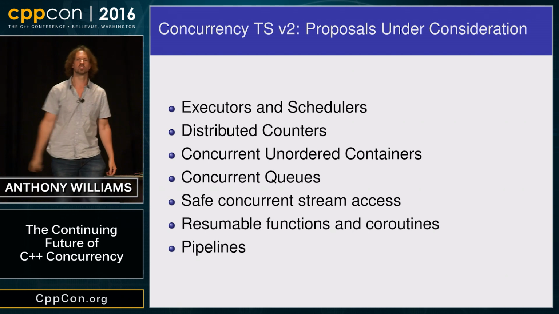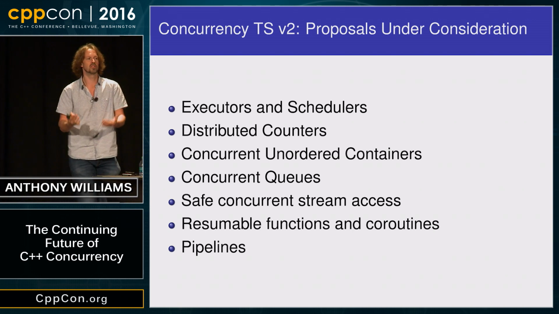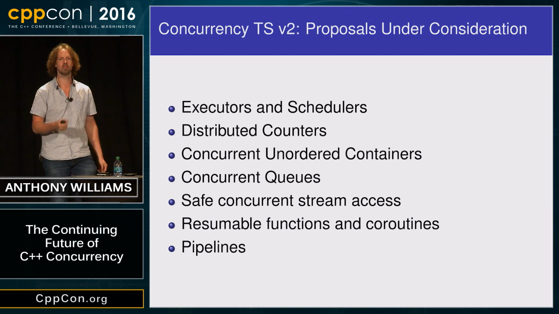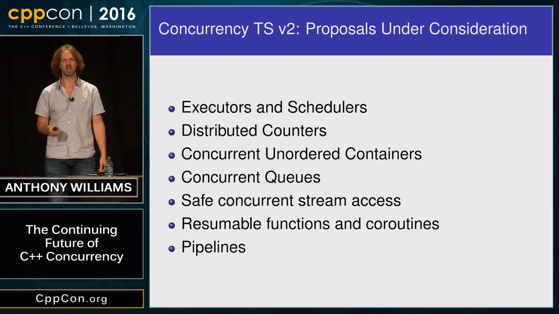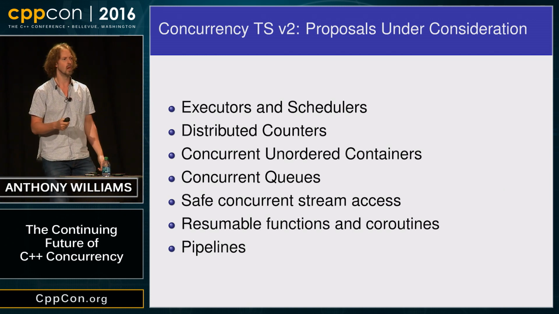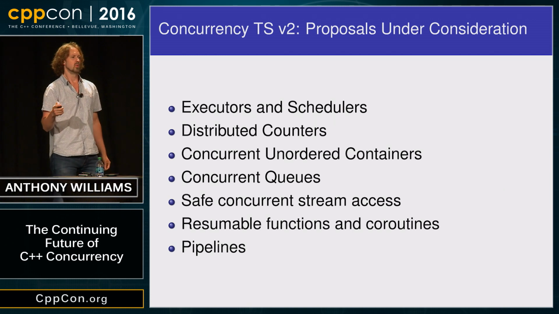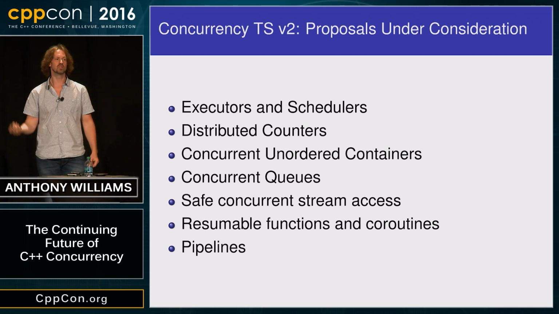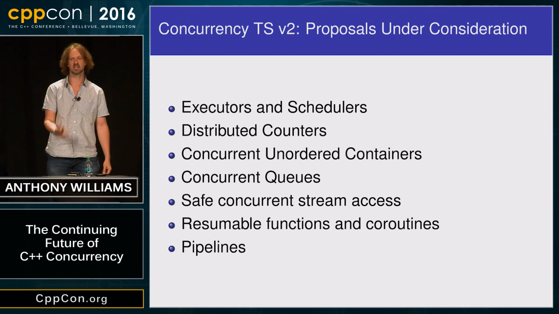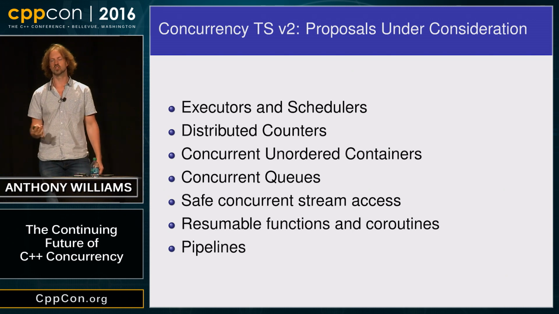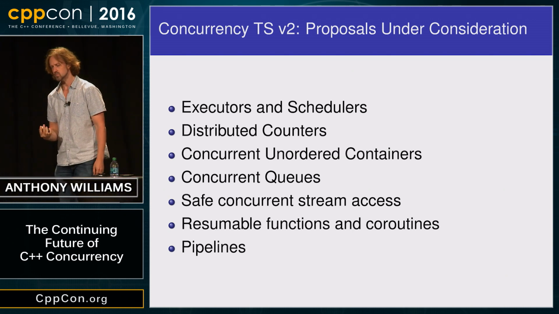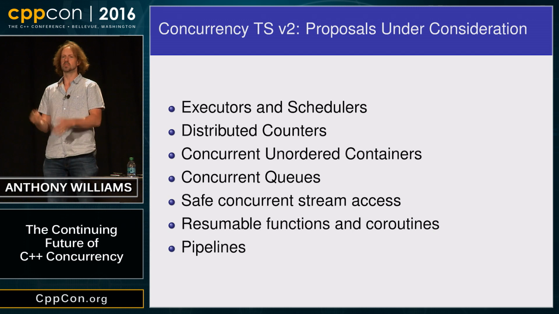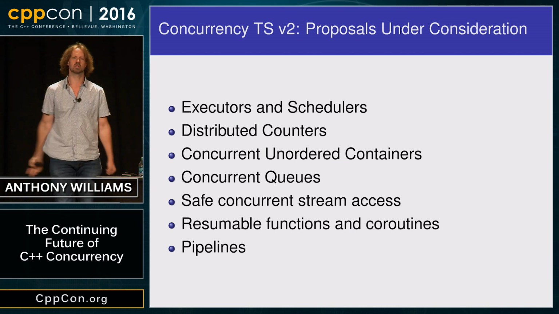But there's also a whole bunch of things coming up for Concurrency TS version 2. Now, these are all proposals under consideration. The working draft for Concurrency TS version 2 is somewhat scant at the moment. We've got the big thing, really, from my perspective, which is the executors and schedulers. Now, this is the fundamental building blocks which are going to get us thread pools.